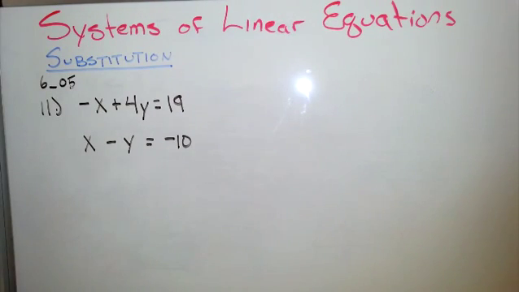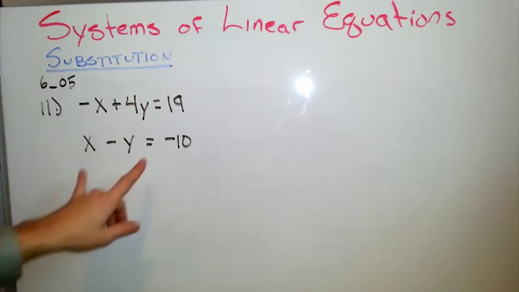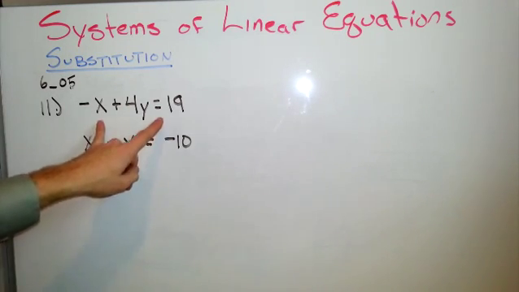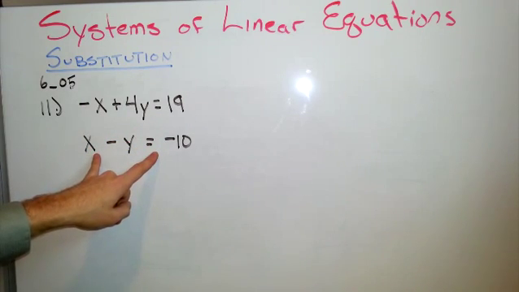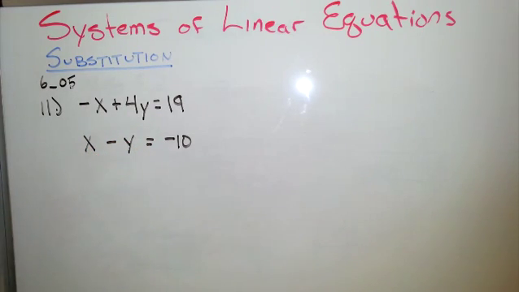Let's continue looking at substitution. The last problems we had were given in slope-intercept form. Y was by itself on both equations. I was ready to substitute one equation into the next. However, in this case, I don't see a single variable by itself. I don't know what x is or what y is to substitute.